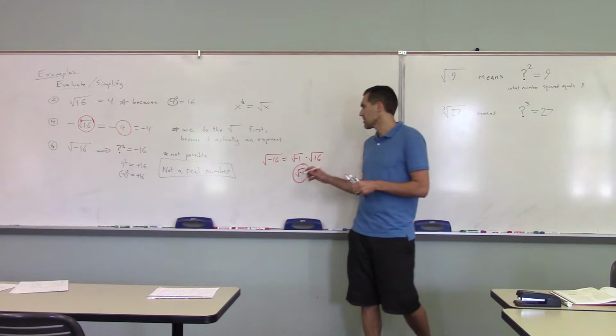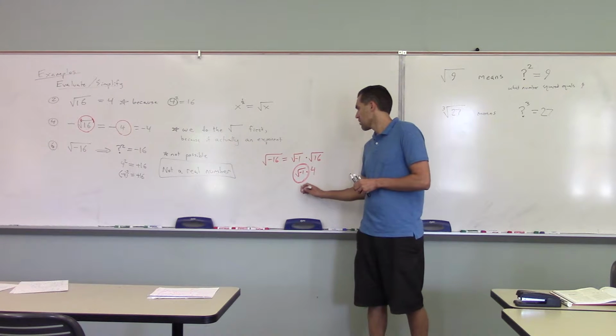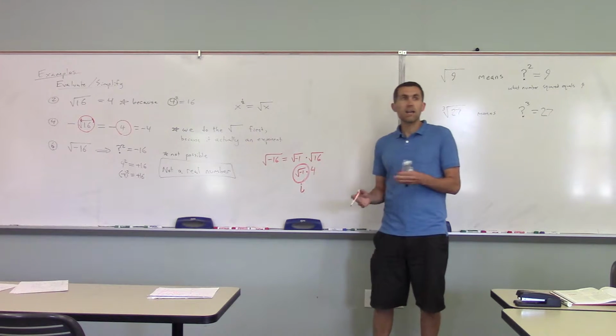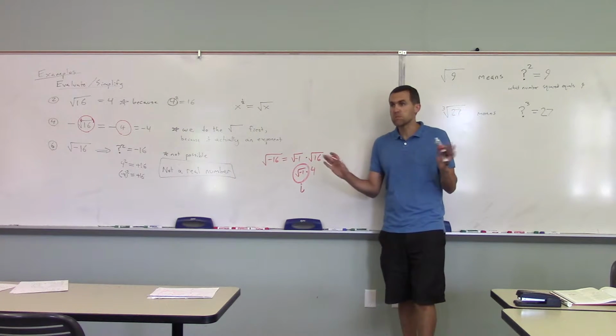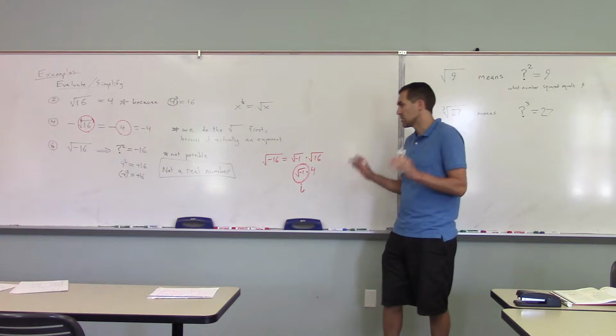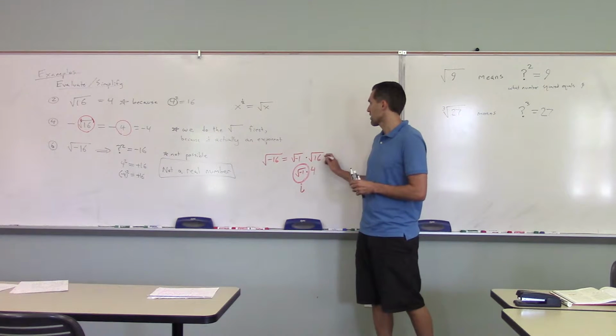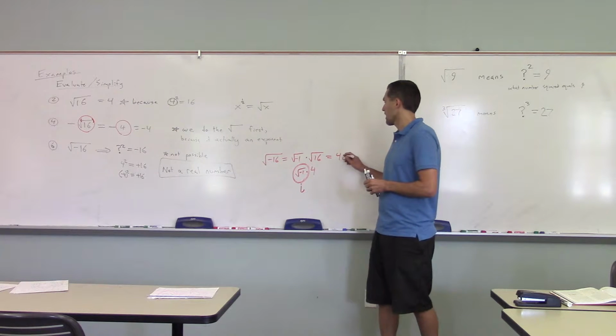And so we would say that this is equal to, and we just call this i. i is the square root of negative 1. We just name it that. Nothing special about it, we just name it. And so our answer would be 4i.